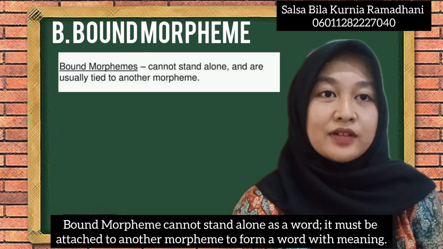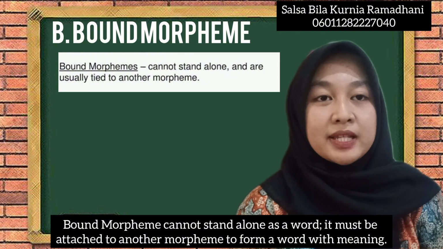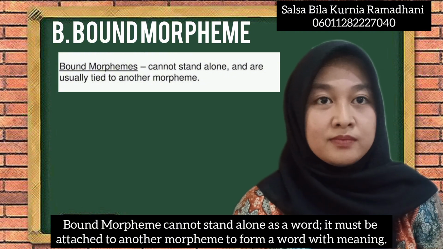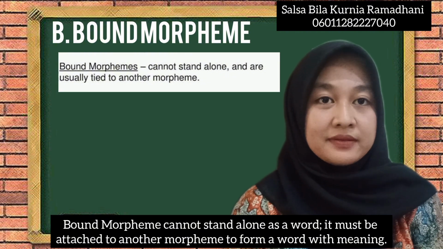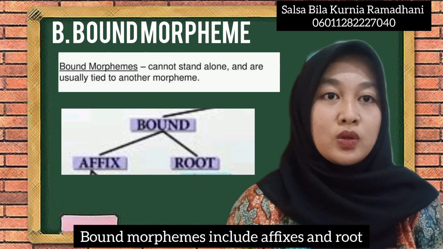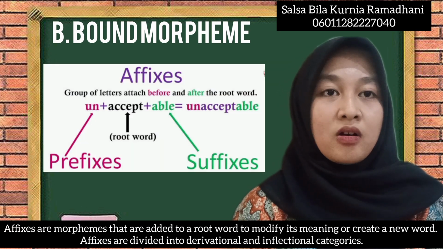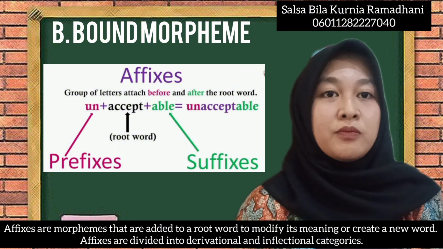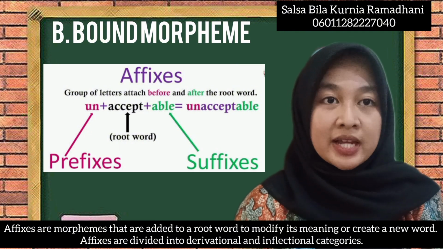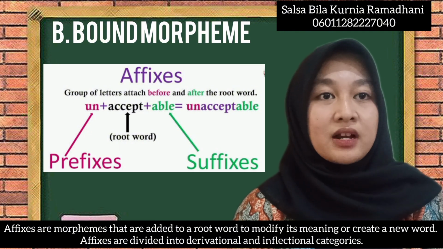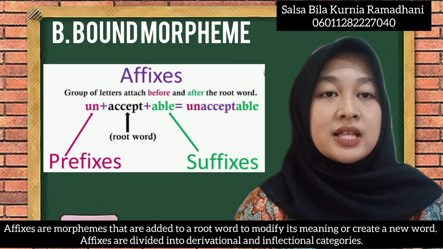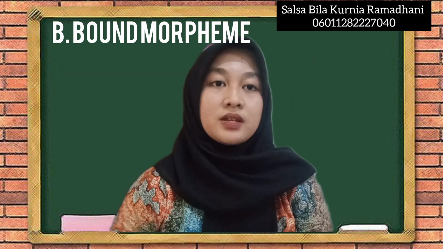A bound morpheme cannot stand alone as a word. It must be attached to another morpheme to form a word with meaning. Bound morphemes include affixes and roots. Affixes are morphemes that are added to a root word to modify its meaning or create a new word. Affixes are divided into derivational and inflectional categories.